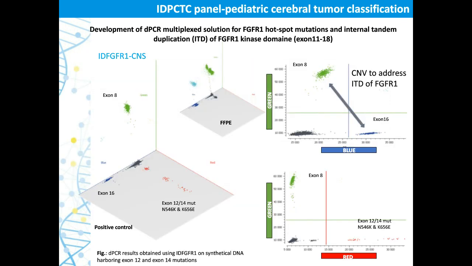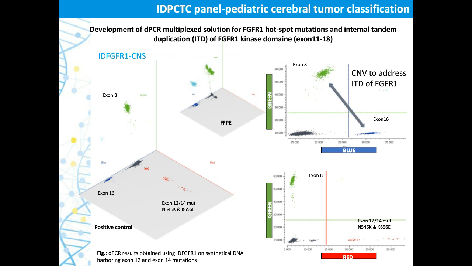If you look directly at the 2D dot plots, you will see that in the green-blue dot plot, you can compare the quantity of exon 8 and exon 16. So this will help you to address the internal tandem duplication of FGFR1. And in the green and red dot plot, you will see the mutation of exon 12 and 14 in the red population.